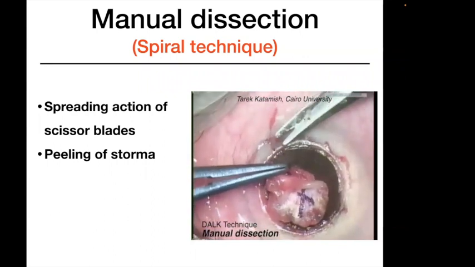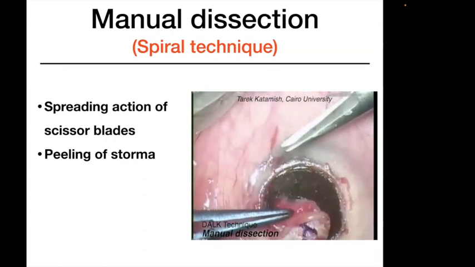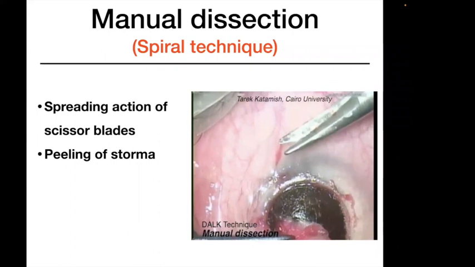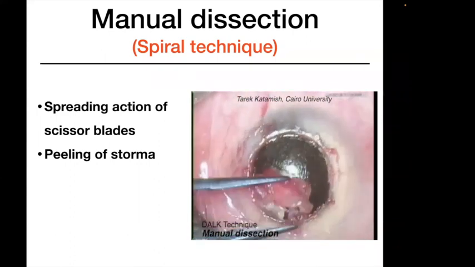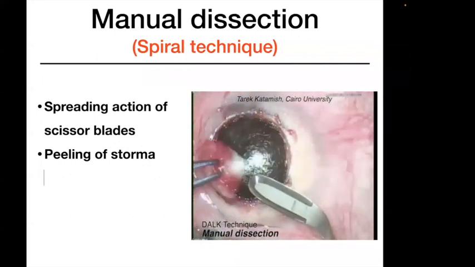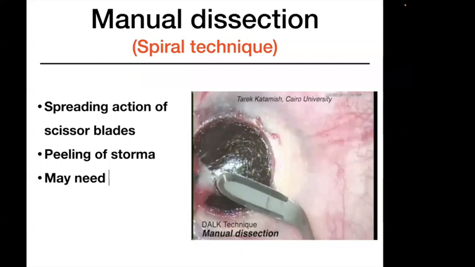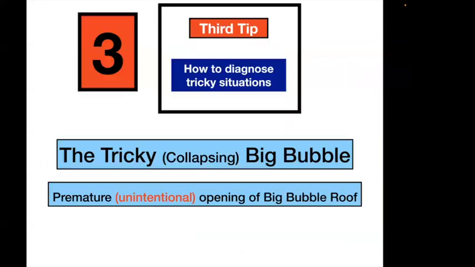So by doing this with some patients, you can continue the case as DALK, but without big bubble. So sometimes we may need some sharp dissection by crescent knife. So if you fail to have the big bubble, you have to continue the case as manual DALK.